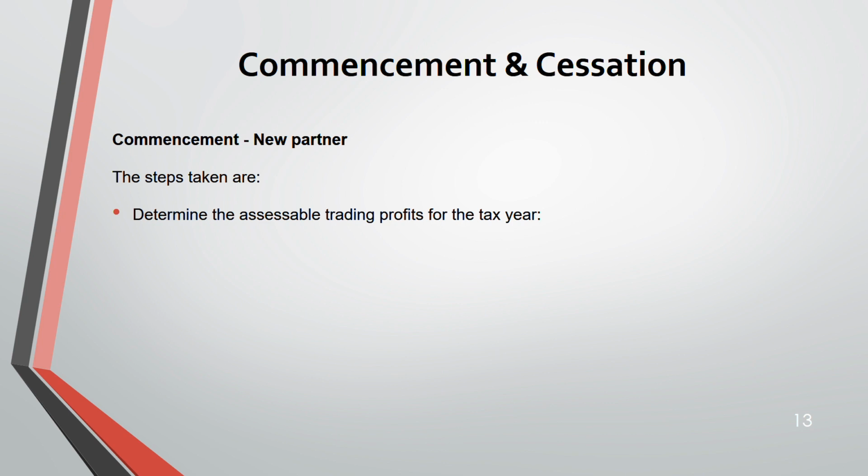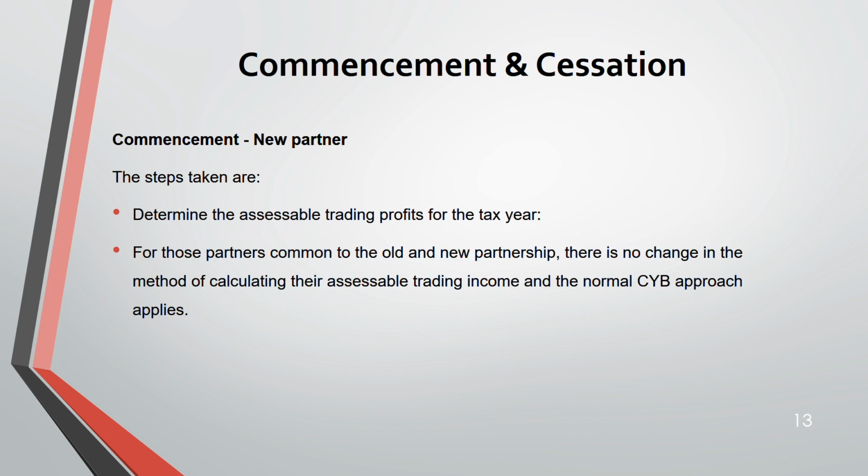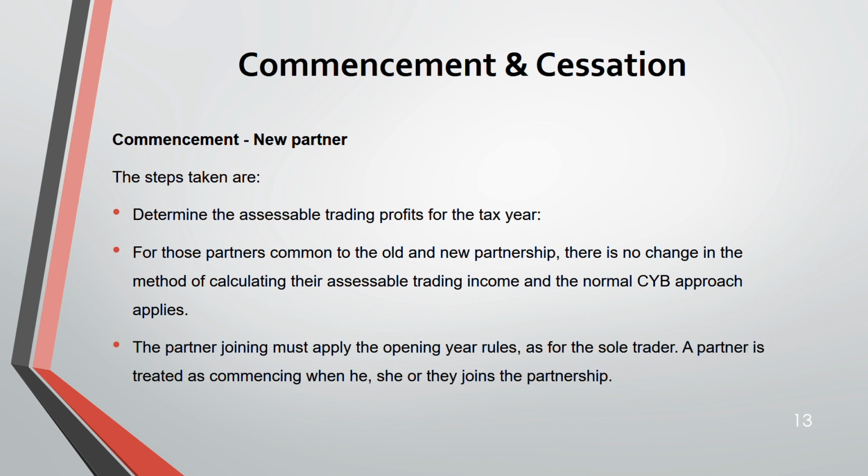Then you need to determine the assessable trading profit for the tax year. For those partners that are common to both the old and new partnership, there is no change in calculating their assessable trading income, and therefore the normal current year basis, that is the CYB approach, applies. The partner joining only must apply the opening year rules like a sole trader. A partner is treated as commencing when he or she joins the partnership.